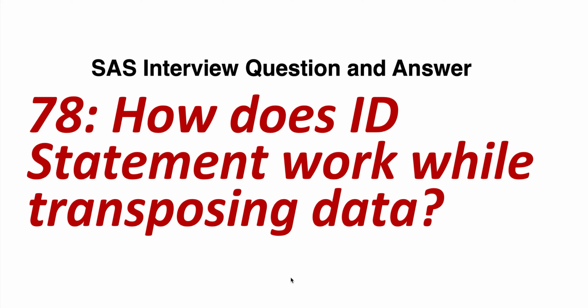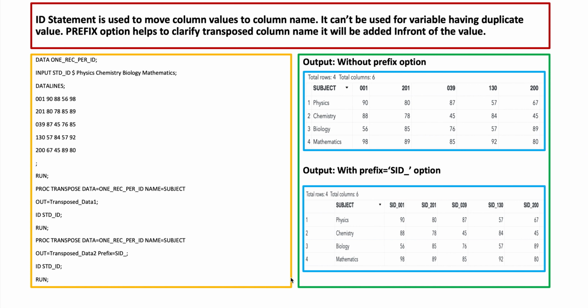ID statement is used to move column values to column name. It cannot be used for variable having duplicate value. Prefix option helps to clarify transposed column name. It will be added in front of value.